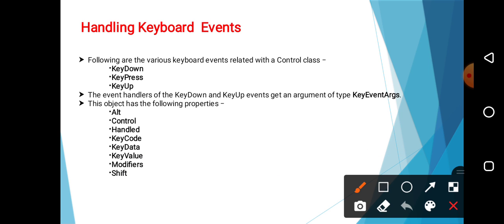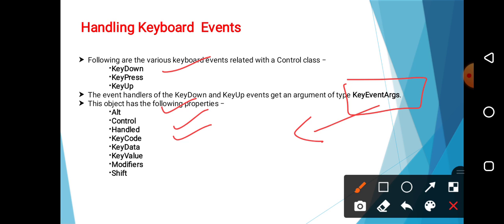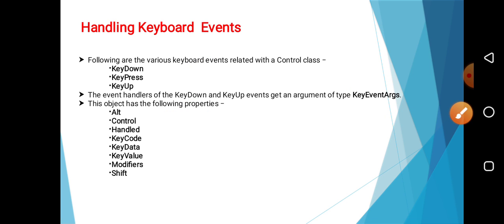The next one is handling the keyboard event. So we can say that there are some events like KeyPress, KeyUp, KeyDown, etc. These are the events associated with the key. When students click a key like the up key, press key, etc., that is called a keyboard event. And the event handler argument is KeyEventArgs, and the object of this one has properties like Alt, Control, Handled, KeyCode, KeyData, KeyValue, Modifiers, Shift, etc. So event and event handler is all about handling all the events like click, press, etc.